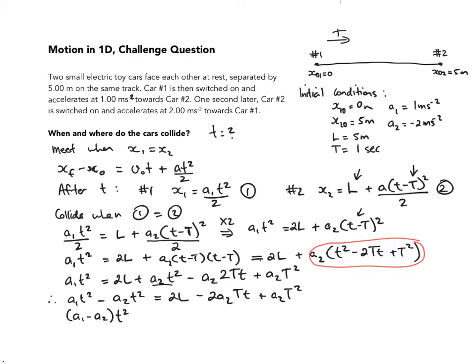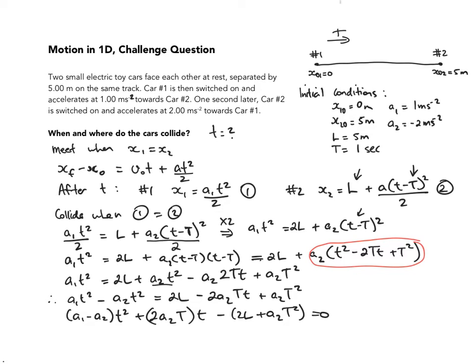Let's get our bits and pieces over onto the left-hand side of the equation so it looks like a quadratic. So we can add 2a2 T t to both sides, so we get plus 2a2 T t. Yes, that's correct. And then if we group all the other terms together, we get minus (2L plus a2 T squared) equals 0. So that's in the form of the quadratic formula, which I'll remind you about.